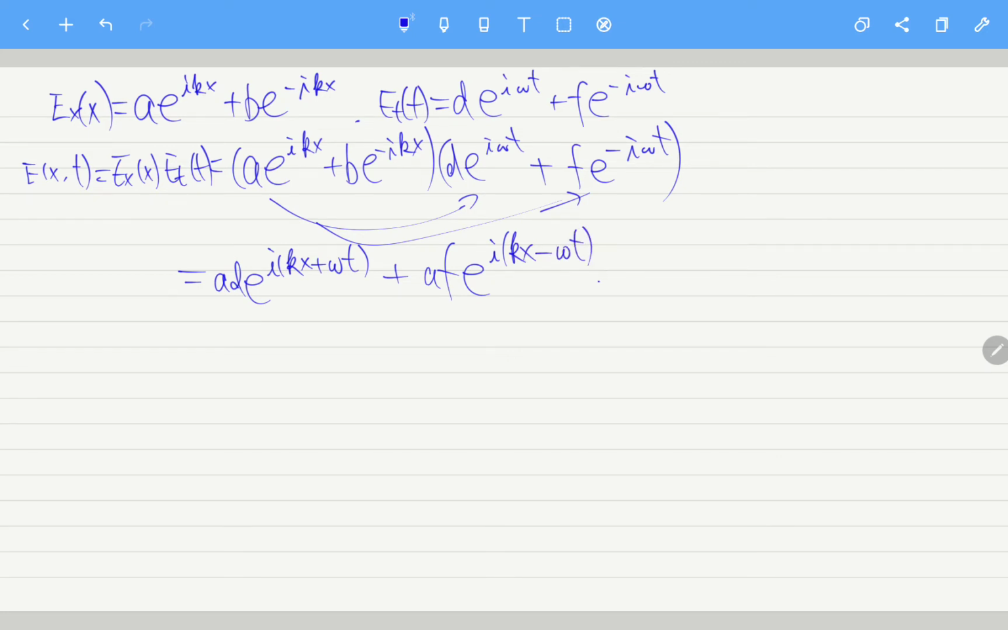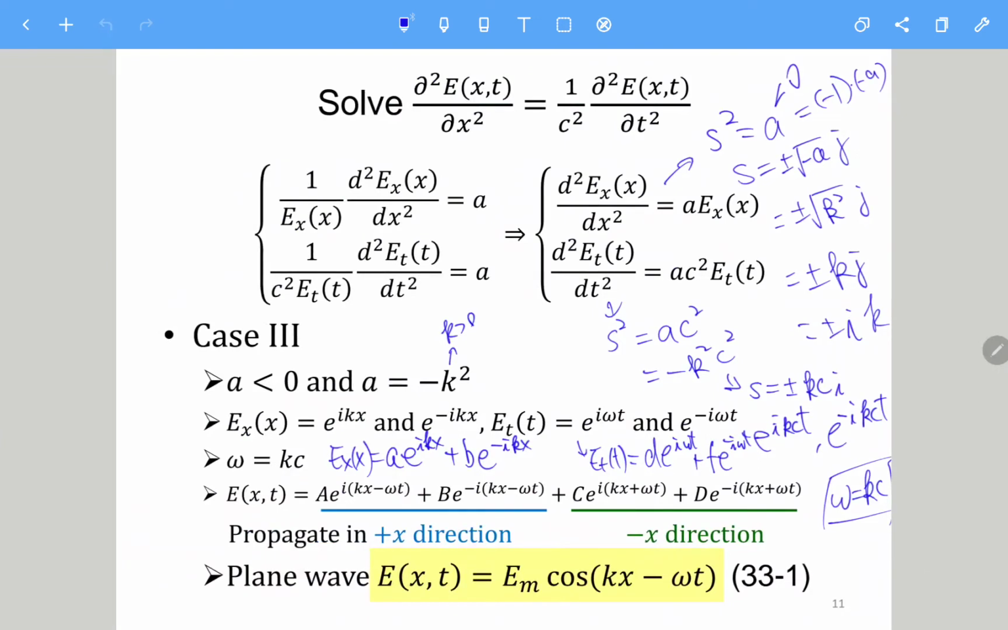Okay, and then plus this one distribute. So we get bd exponential to negative i(kx minus omega t), and then plus bf exponential to negative i(kx plus omega t). Okay, so we get 4 terms, and actually we may write it as a big ABCD like this one.